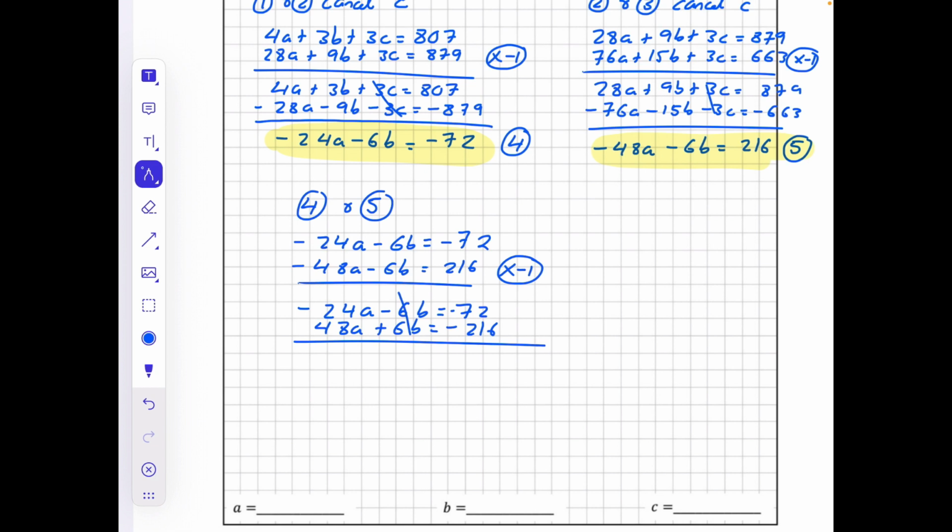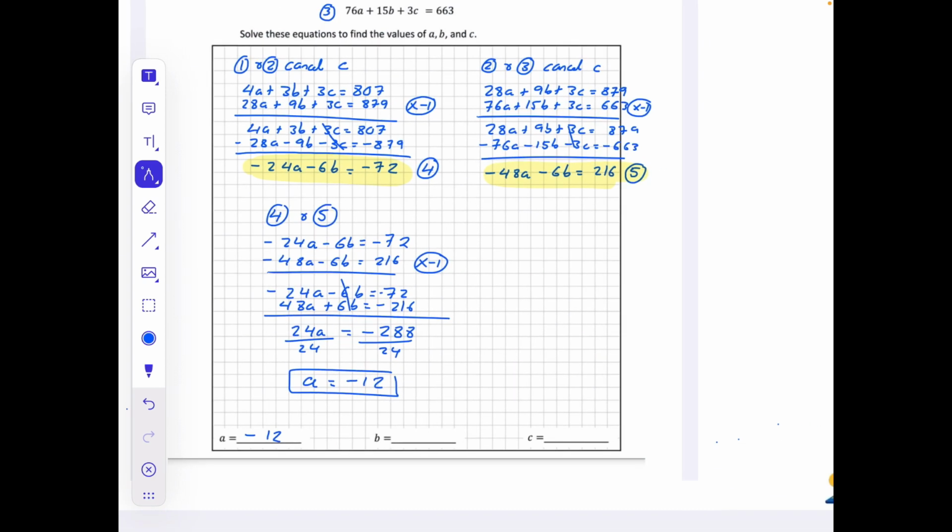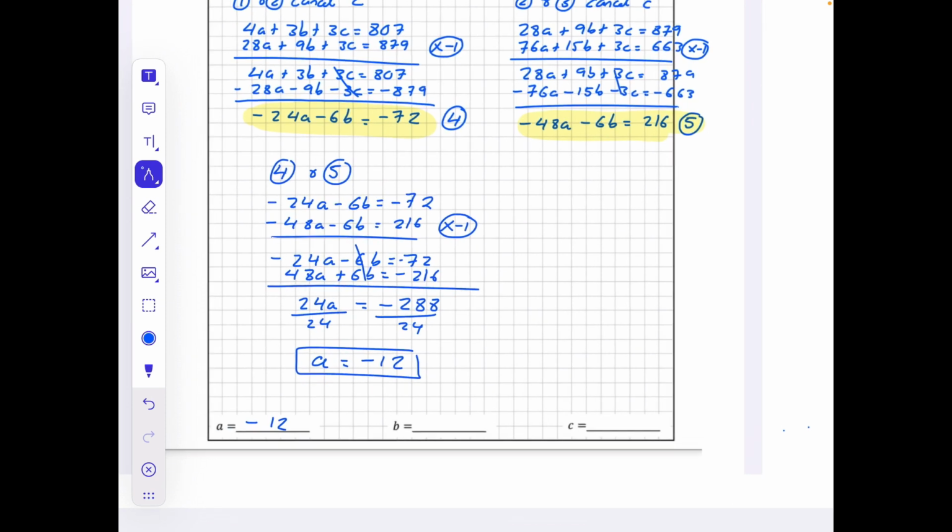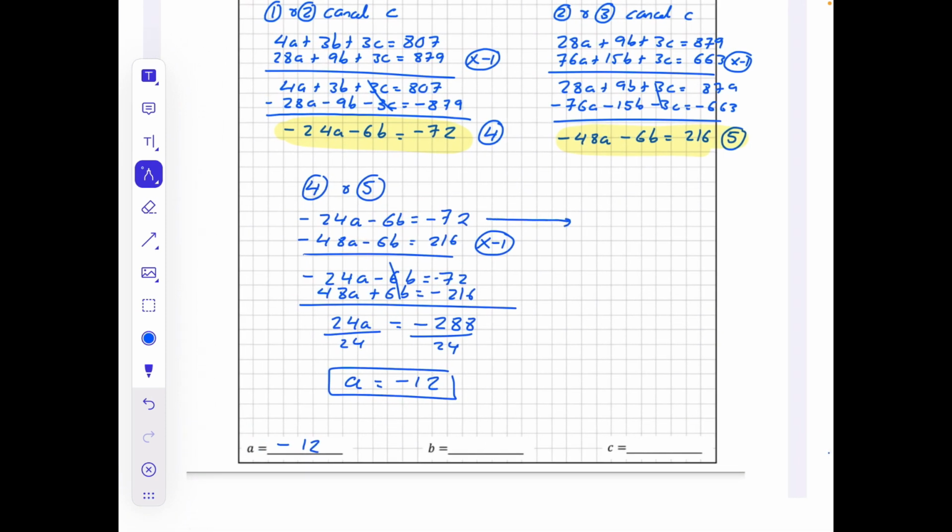B's will cancel. We have minus 24A plus 48A. That's going to give me positive 24A is equal to minus 72 minus 216. That's going to be minus 288. Divide both sides by 24, we get that A is equal to minus 12. Okay, that's one of my three answers. Now we're going to take equation 4, and instead of writing A, we can sub in minus 12.